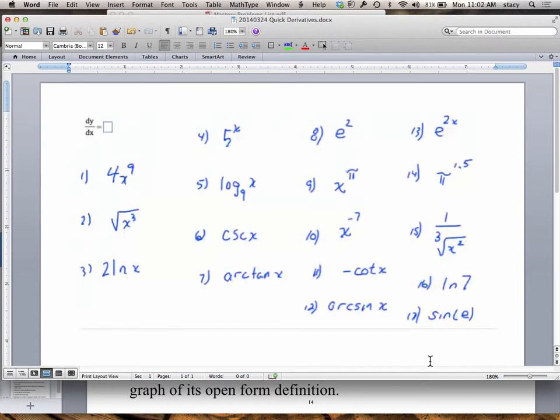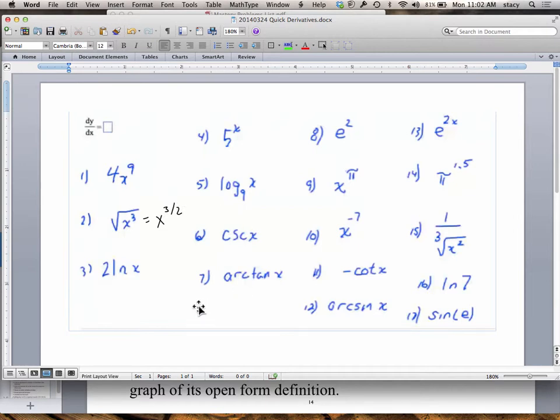I talked to some of you already about it, but in particular, the problems on this list that I'm referring to are numbers 2 and 15. If you choose to rewrite those using exponents, the problem becomes incredibly simple, okay? So in particular, I can write the square root of x cubed as x to the 3/2, okay?